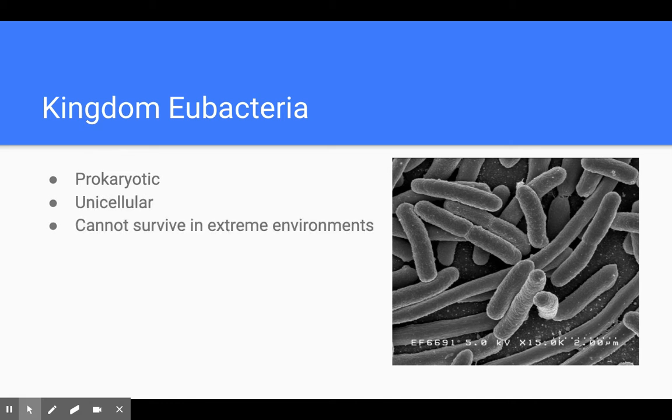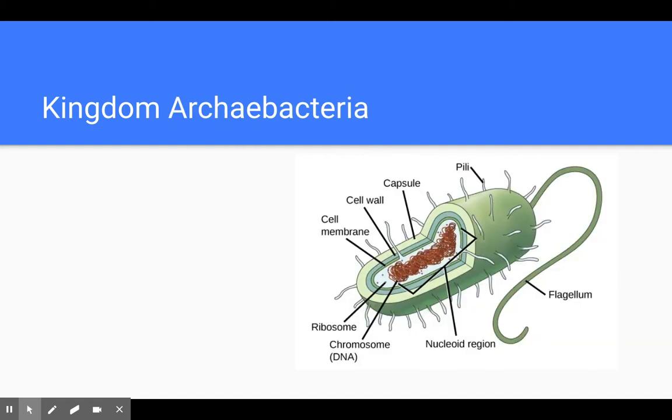Next, we have eubacteria, so our first prokaryotic category. It is unicellular, and eubacteria cannot survive in extreme environments. Now we have archaeobacteria, also prokaryotic, also unicellular, but they can live in extreme conditions. In fact, they thrive in extreme conditions. When I'm saying extreme conditions, I mean things like really high or low temperatures, very acidic or basic pHs, maybe very, very salty environments, or things of that sort, things that most living things don't thrive very well in.